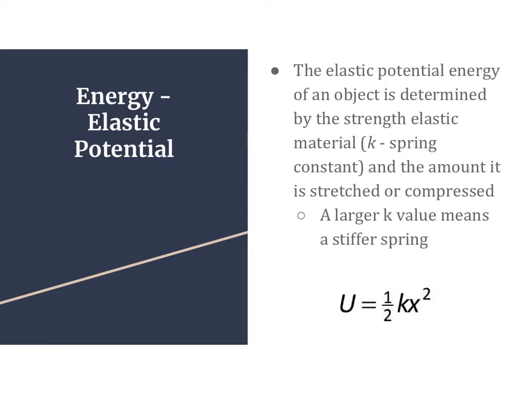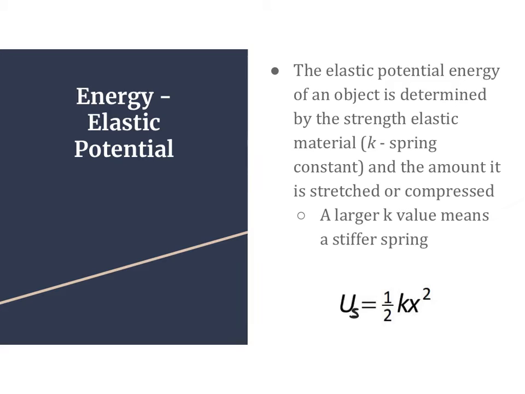Then we have elastic potential energy. Elastic potential energy is energy that's stored in a spring or some type of elastic material when we compress it or stretch it. And our equation, and actually, we should have U_S, there should be an S there. U_S is equal to 1/2 kx squared.